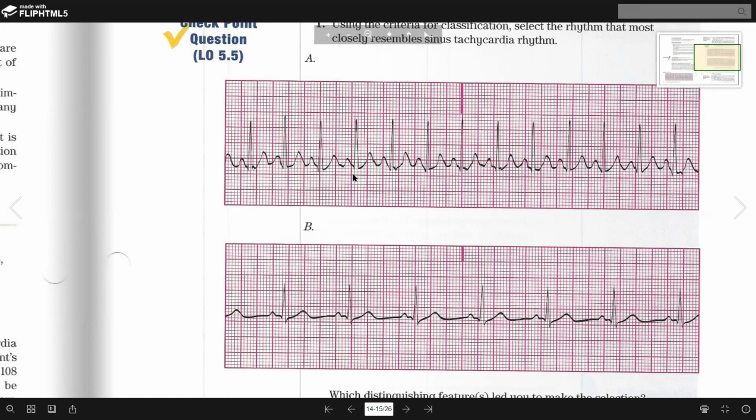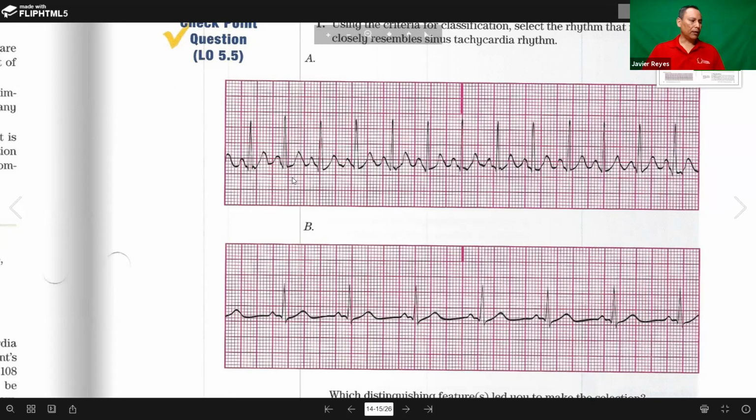This is one of the times when you can increase the paper speed a little bit so they can separate more. You can tell here there's a P, R, and then a T, but they're very close, right? Looking at the criteria, there's a P wave, P wave, P wave, they're all there. And then you have the R present. So we have a sinus rhythm. Sinus means it's coming from the SA node.